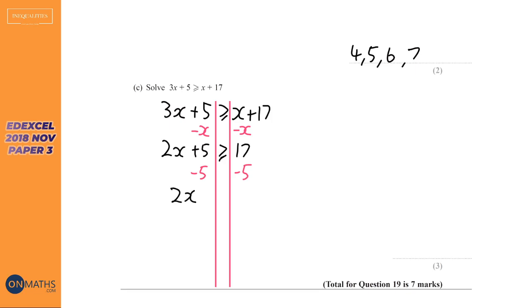Now I'm going to get rid of that plus 5, so take away 5 from both sides, so that would be 12, and then finally I'm just going to divide by 2 to get rid of that times 2 there. We've got x is greater than or equal to 6.